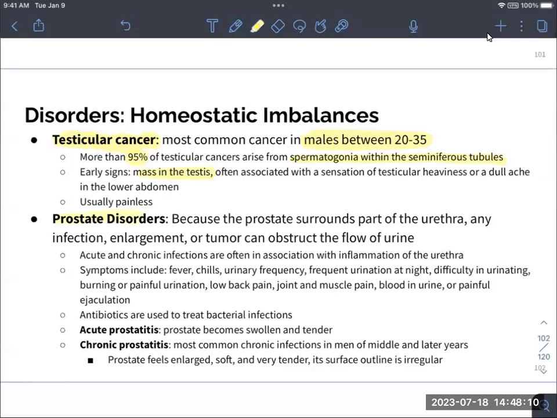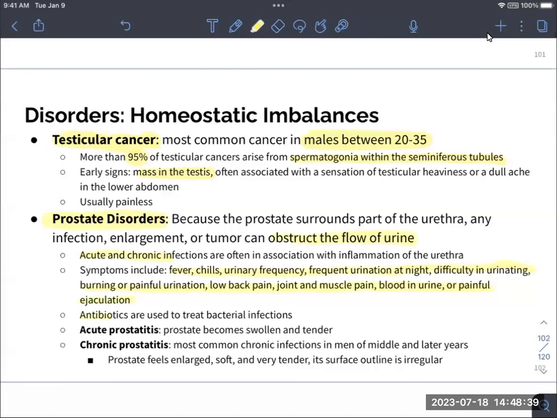There's a lot of different prostate disorders. Because that prostate wraps all the way around the urethra, it can actually cause an obstruction in that flow of urine. It can be acute. It can be chronic. You have fever, chills, urinary frequency, frequent urination at night, difficulty urinating, burning, painful urination, low back pain, joint muscle pain, blood in the urine, painful ejaculation.